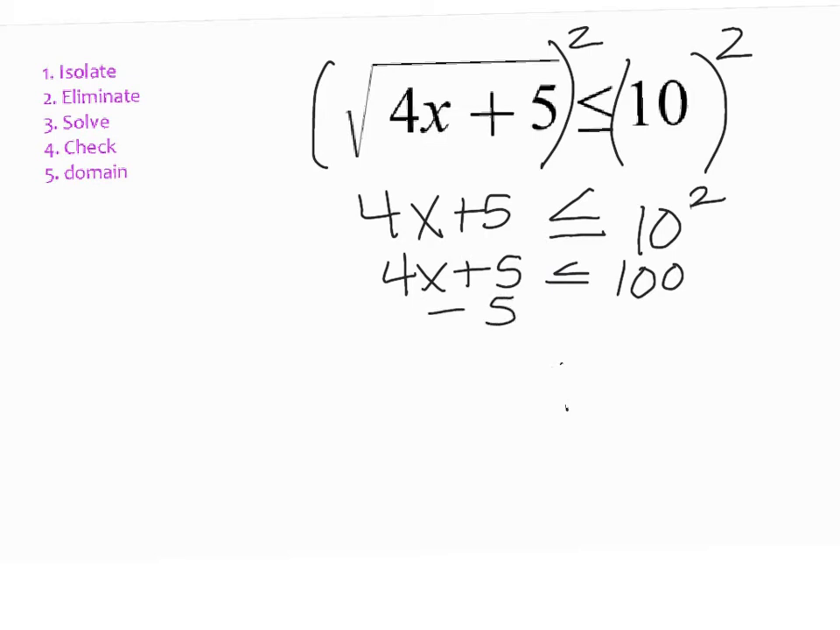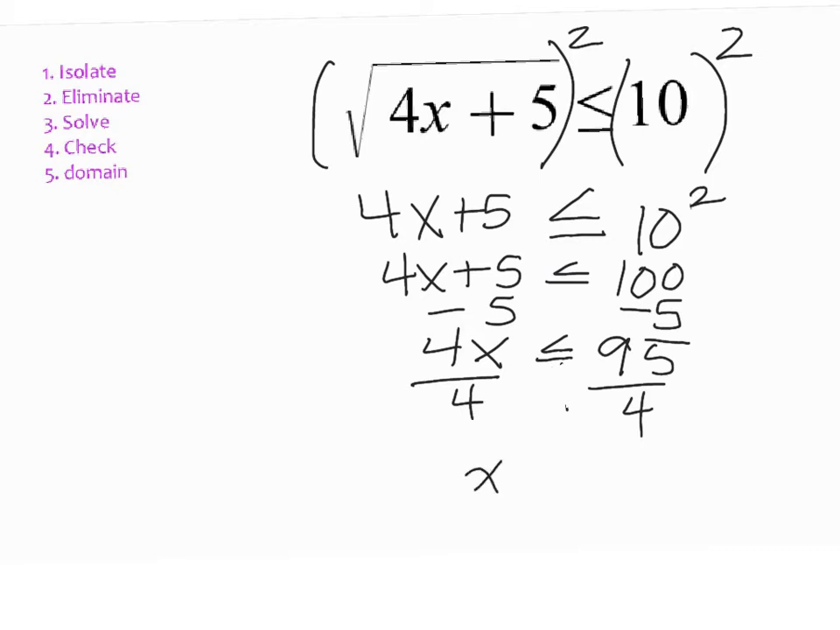Okay, I'm going to subtract 5, and I'm going to have 4x. Okay, and then I'm going to divide by 4, and you are going to get a decimal. So x is less than or equal to 23.75, or 23 3/4.